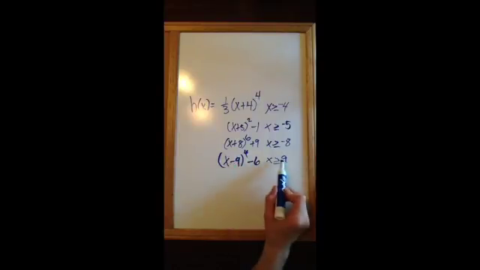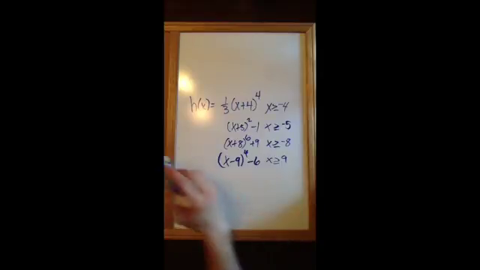So if you have a negative, it becomes positive. If you have positives, it becomes negative. Okay? That's how you find your domain restriction. It's just the opposite of what's inside the power.